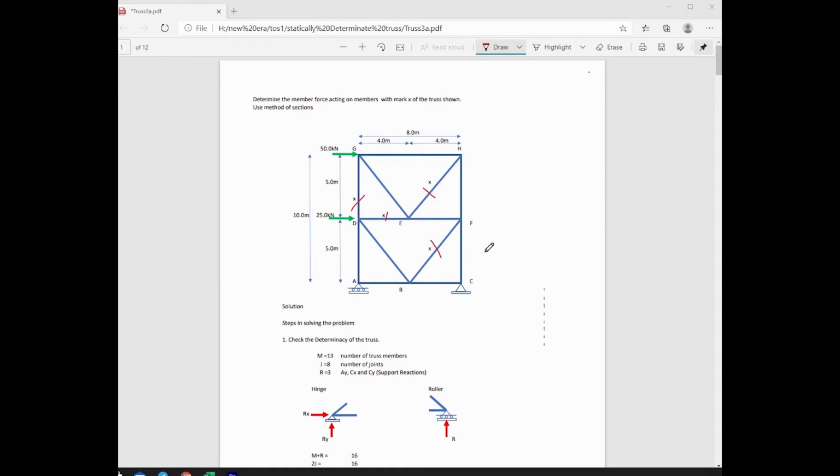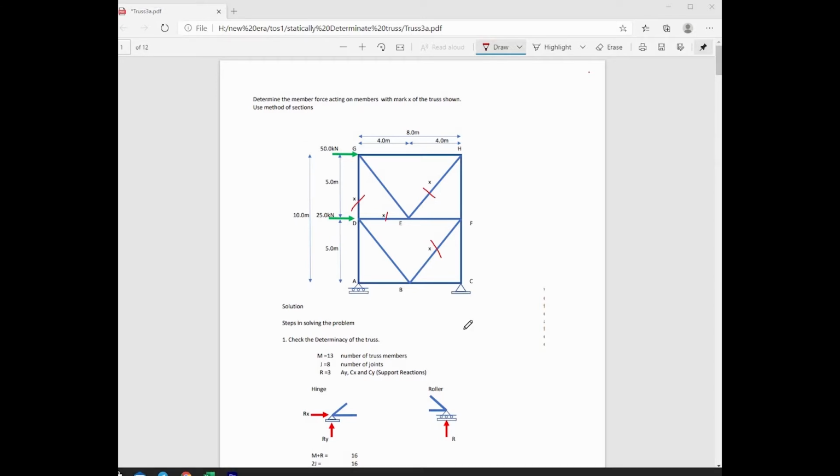We have some simple steps to follow in order to solve for the problem. The first step is to check the determinacy of the truss. The second step is to solve the support reactions. The third step is to pass a cutting plane that will cut the portion of the truss where member forces are desired. Then for the fourth step, we will replace the severed members with the force, and the fifth step is to apply equations of static equilibrium in order to solve the unknown member forces. We will now proceed to step 1.